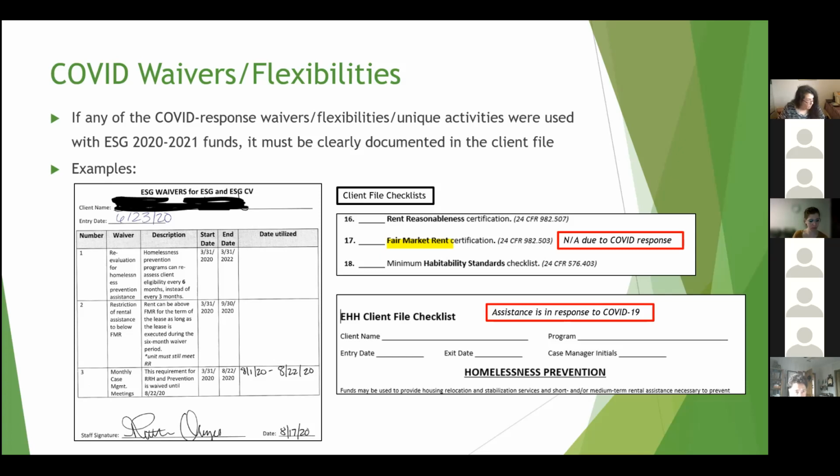I think there's 3 of them. I know fair market rent was waived. I think it was the prevention recertification, and another one. But if this year you are using any of the COVID waivers or flexibilities with this year's regular ESG funds, make sure you're clear on what is eligible and how you can document it.